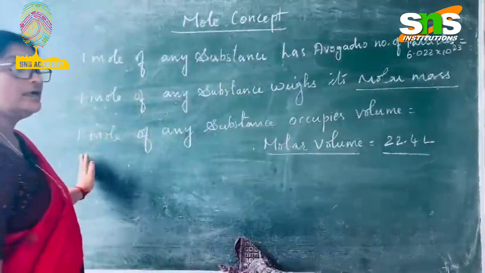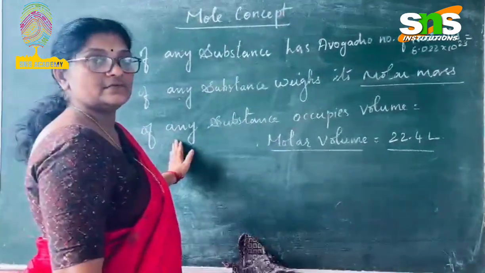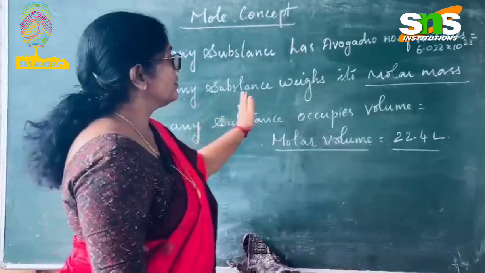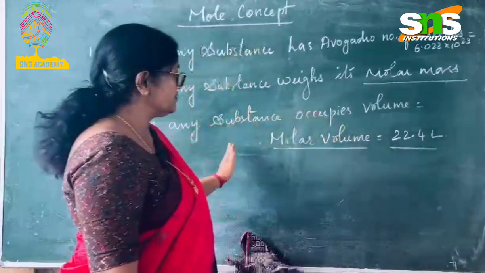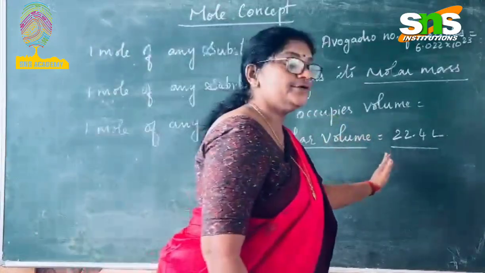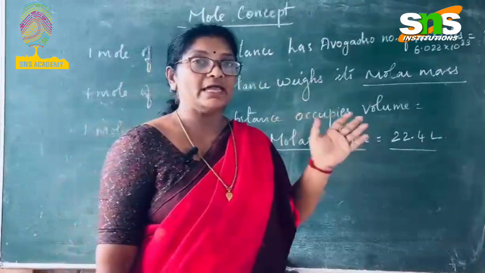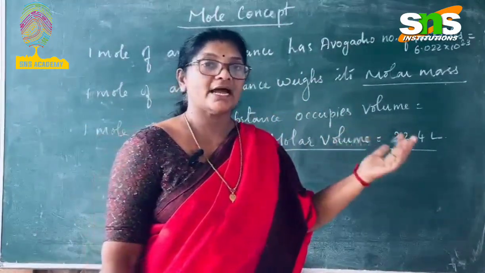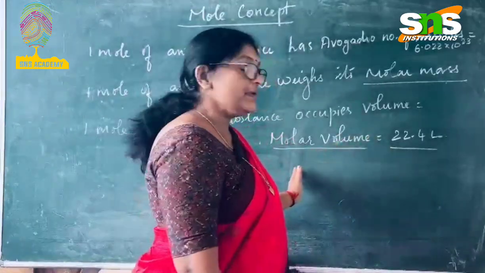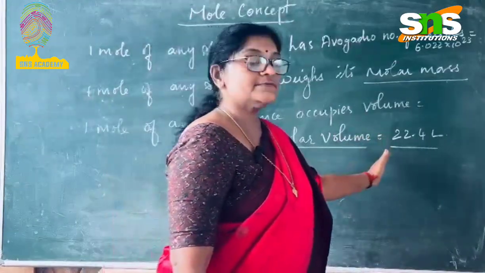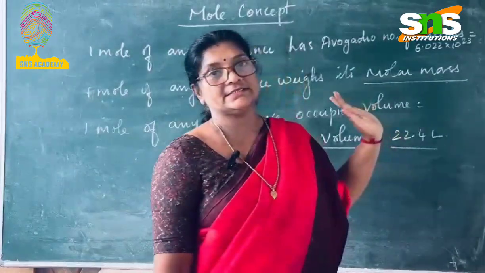And 1 mole of any substance which is in the gaseous state occupies the volume of its molar volume, and that is 22.4 liter. So the volume occupied by 1 mole of any gas at STP, at standard temperature and pressure, will be its molar volume, and that corresponds to 22.4 liters.